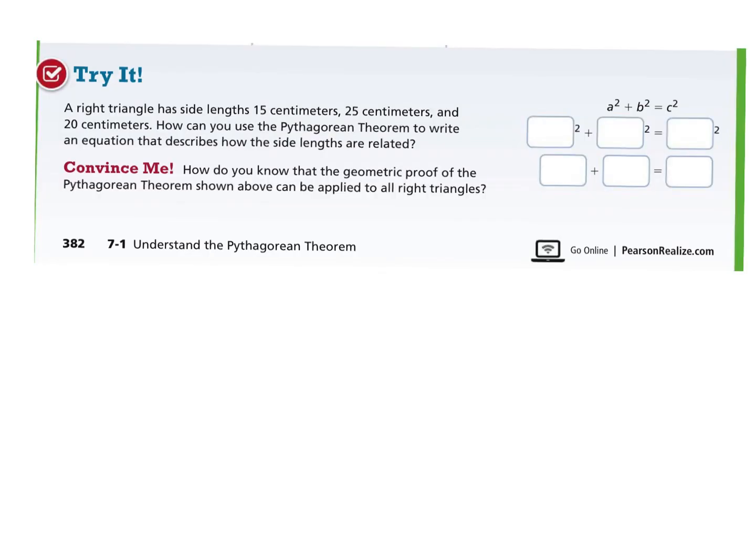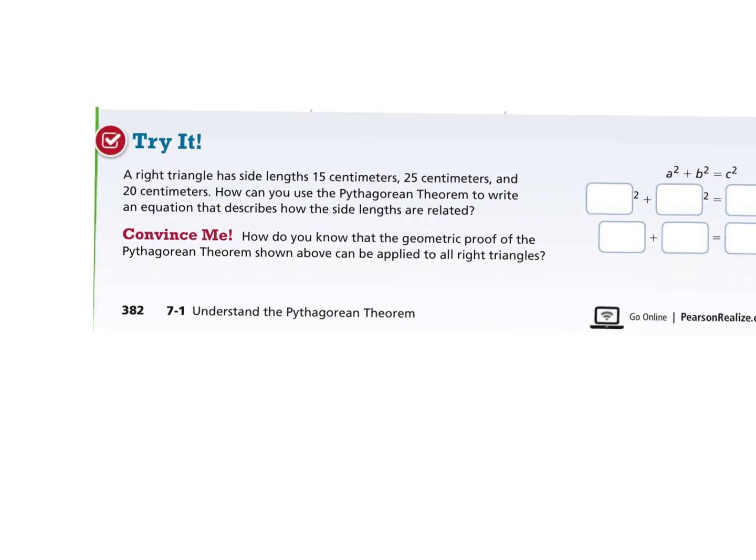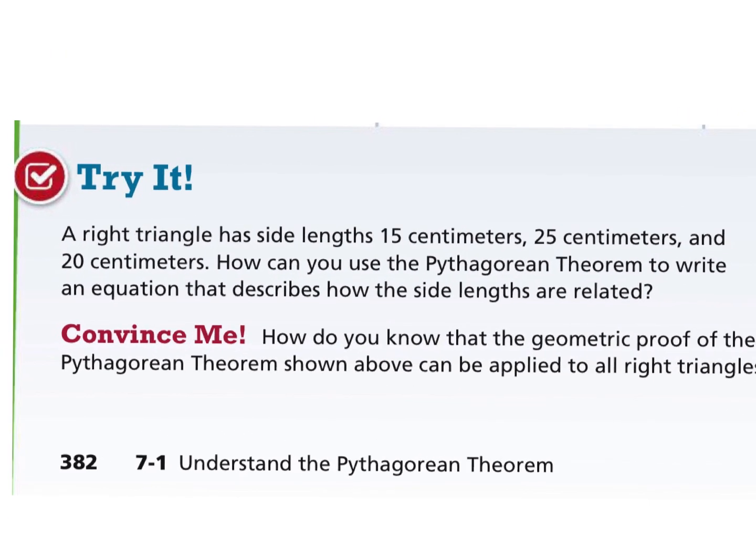On the try it, they're giving us some information about a triangle. I'm going to draw a triangle so we can visualize what's happening here. It says it's a right triangle. It has side lengths 15, 25, and 20. How can you use the Pythagorean theorem to write an equation that describes how the side lengths are related?